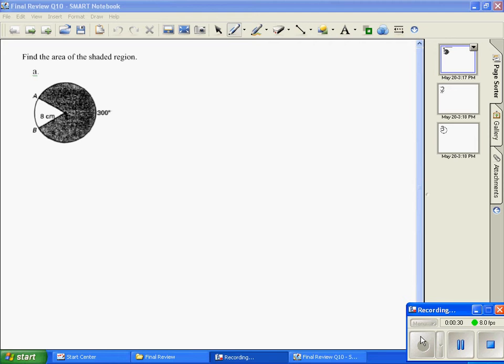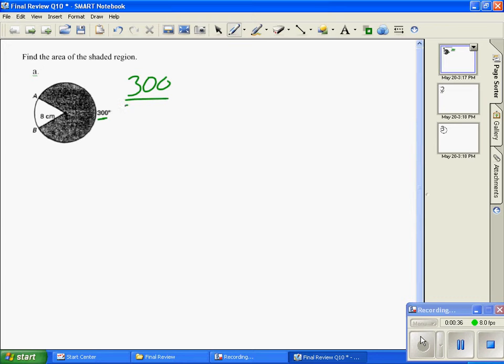So let's do that. The angle is 300. That's what they tell us right here, that the angle of the sector is 300 over 360 times pi r squared. And r, they indicate right there, that's the radius. So pi 8 squared. So remember, this part right here deals with the circle, and this part right here tells us what proportion of the circle are we taking.